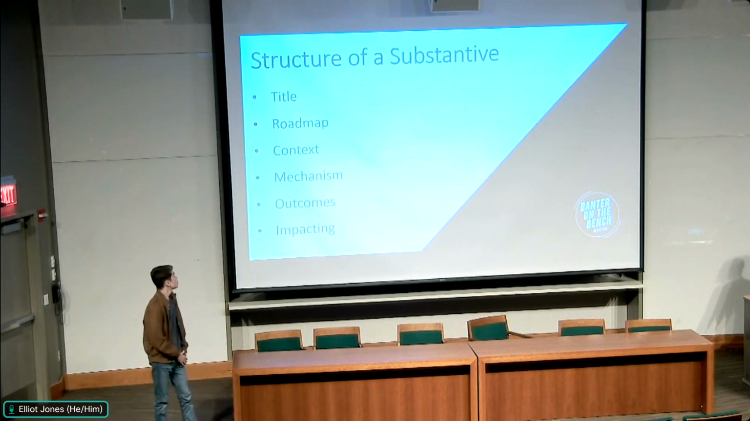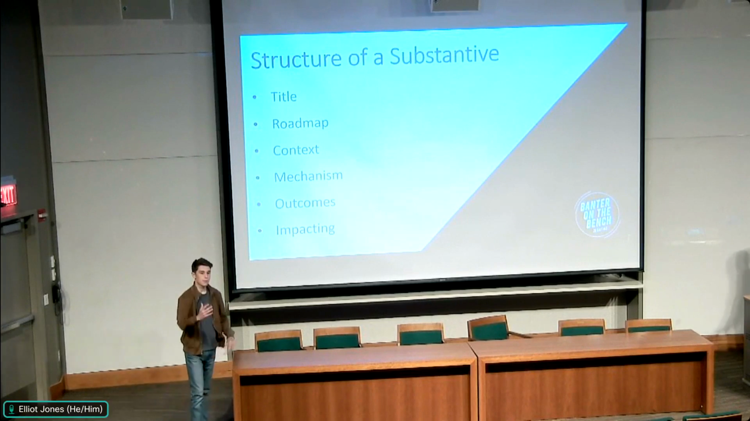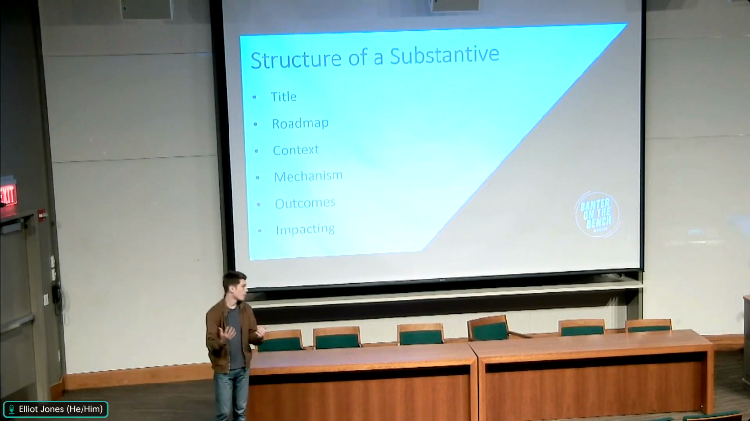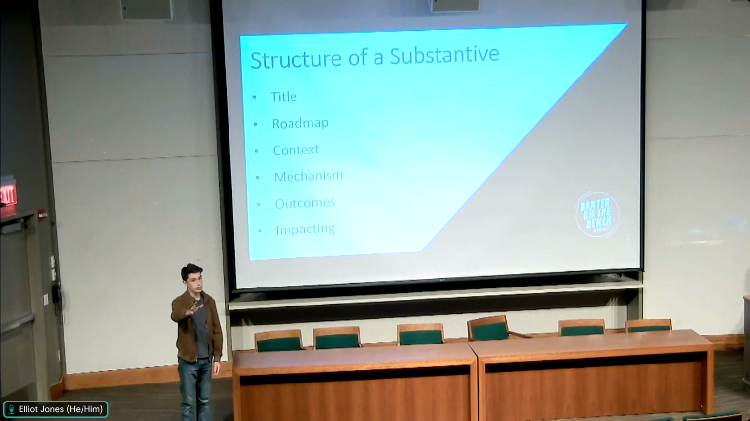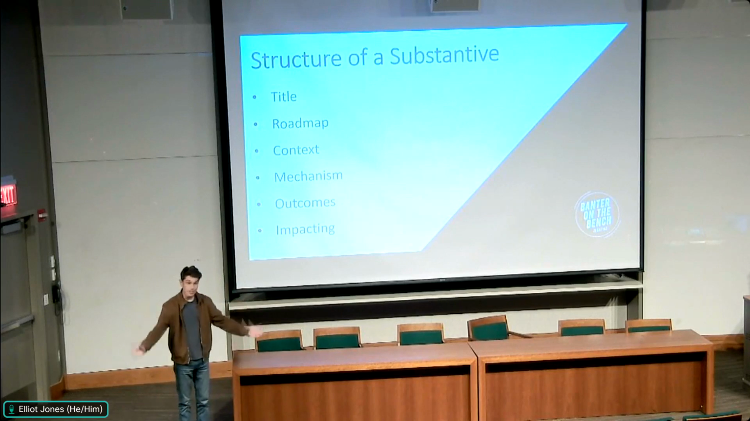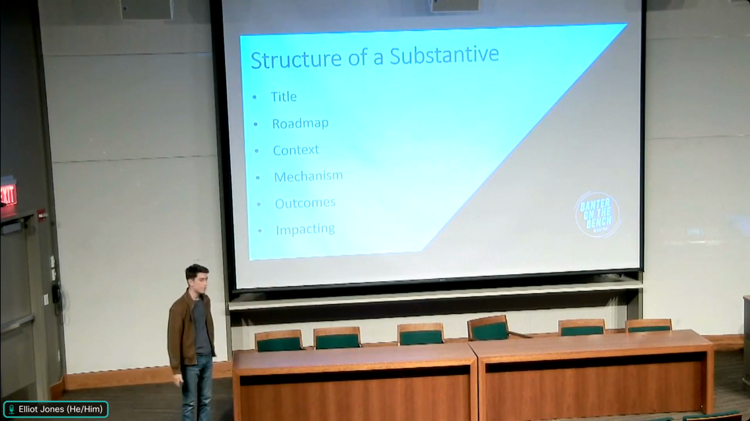Perfect. Structure of substantives: 6 key steps to make it work. If you go through and tick off these 6 key steps, you will have a pretty good substantive there. Title is the first step. This is nice and easy. Head up to the judge what it is you're actually going to be talking about. I like to phrase mine as a question that I then go on to answer. But make sure it's specific, make sure it's clear, don't make it too broad.